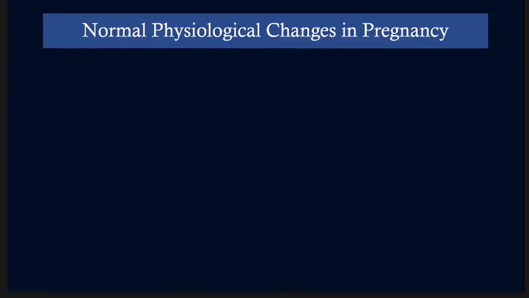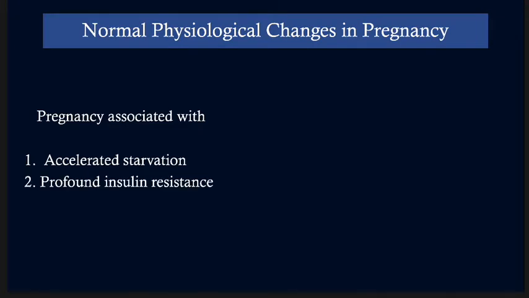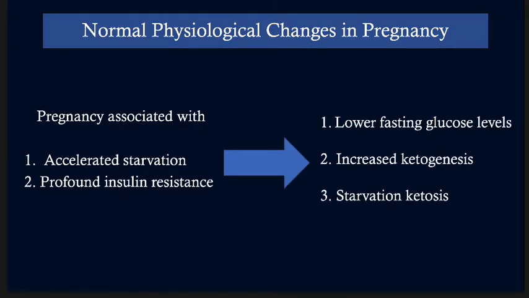So what's going on with the pregnancy? There are two things that are very important to memorize or to be aware of. That in pregnancy we have something called accelerated starvation, and we have profound insulin resistance. So what accelerated starvation does is that it lowers fasting glucose levels. So the patient in the early morning is very hypoglycemic, and sometimes she's not even aware.